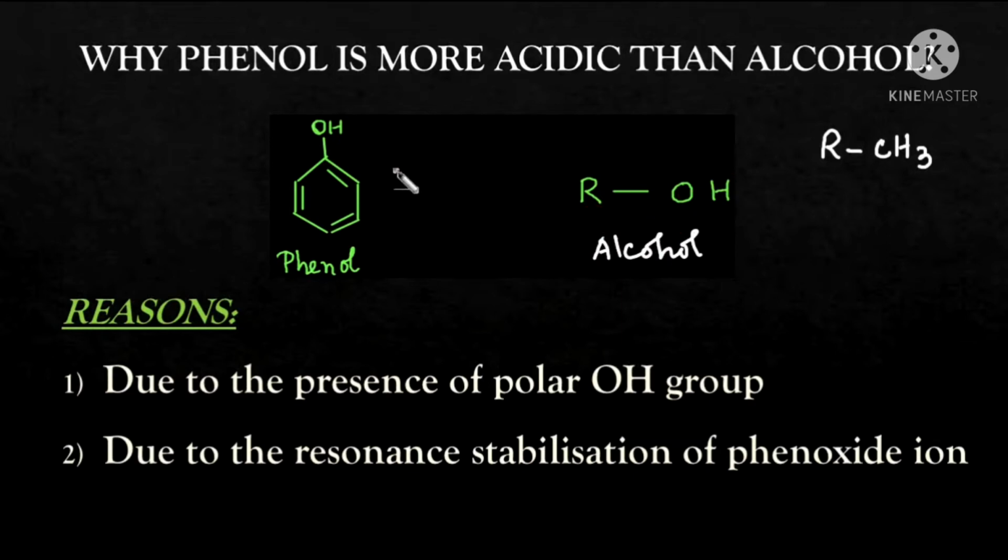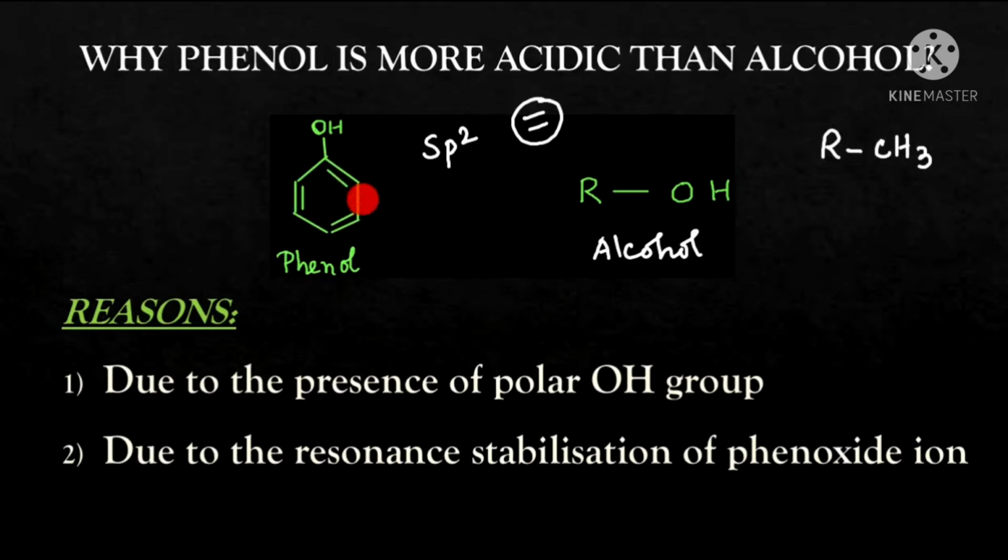Actually, acidity depends upon the polar nature. If the OH group is more polar, then acidity is more. If it is less polar, then the acidity is less. The OH group in phenol is directly attached to an sp2 hybridized carbon atom. What do we mean by sp2? If a carbon atom has a double bond, we call it an sp2 hybridized carbon atom. In this phenyl ring we have 6 sp2 hybridized carbon atoms, each having a double bond.